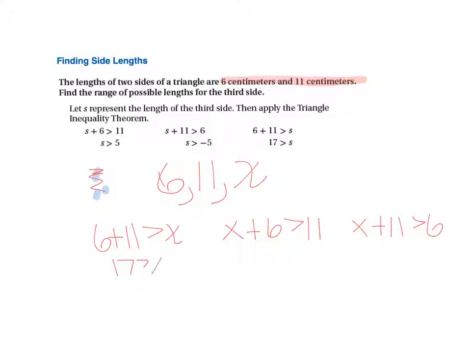This is 17 is greater than x, minus 6 on this one, we get x is greater than 5. On the last one, we get x is greater than negative 5, but we can't have a negative side length, so that one's gone. And then we write our answer as a compound inequality, so it's always the smallest number, less than x, less than the big number.